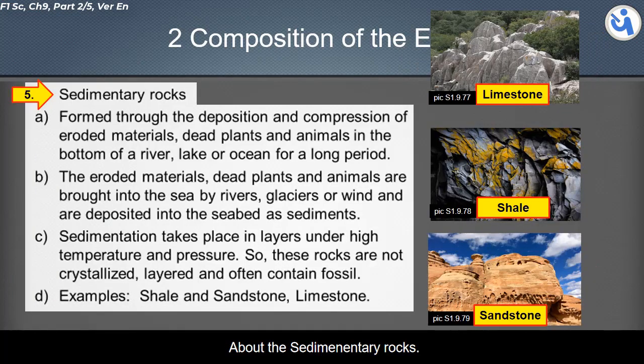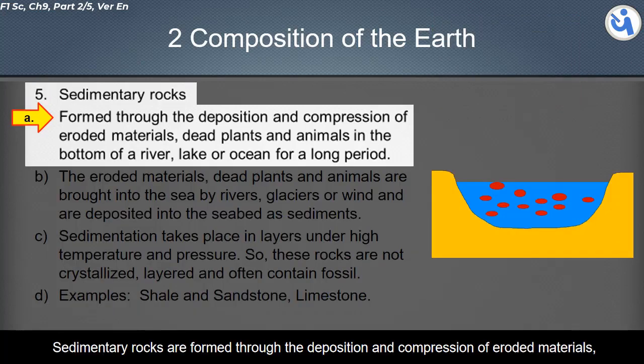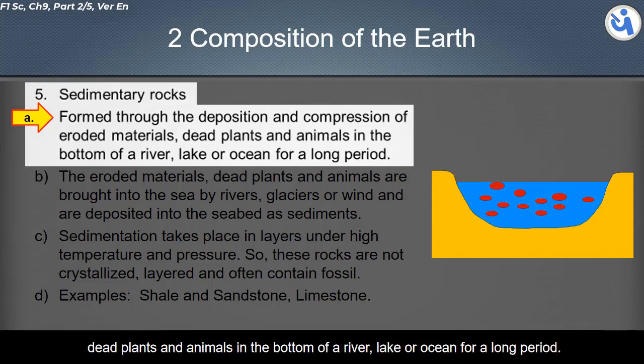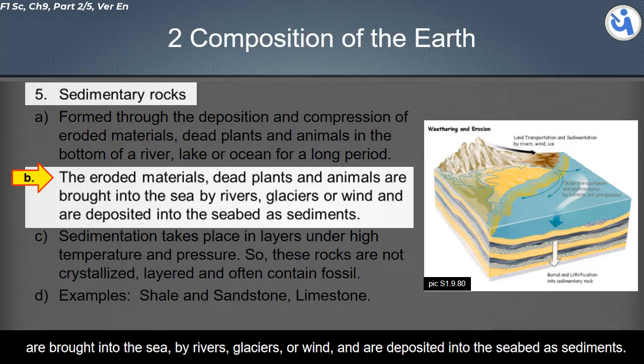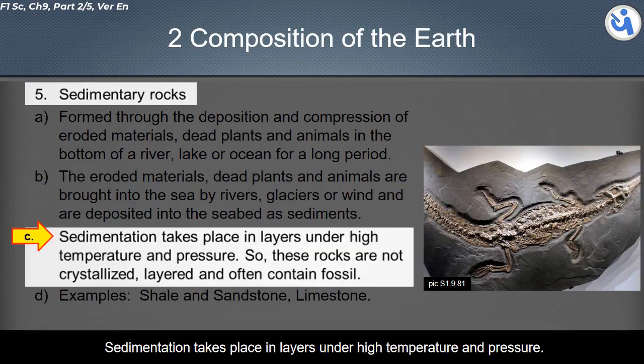About the sedimentary rocks. Sedimentary rocks are formed through the deposition and compression of eroded materials. Dead plants and animals at the bottom of a river, lake, or ocean, over a long period. The eroded materials, dead plants and animals, are brought into the sea by rivers, glaciers, or wind, and are deposited into the seabed as sediments.